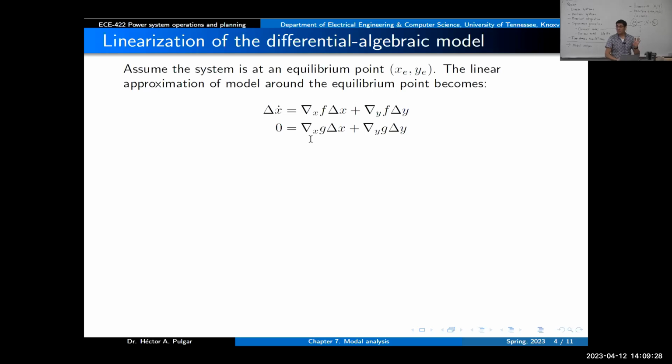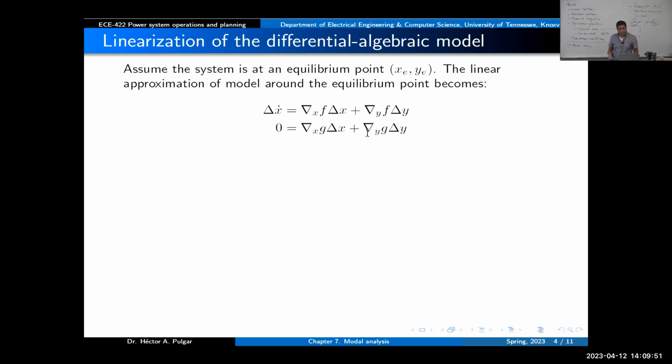So again, what is the size of this matrix? It's going to be 2 rows, 4 columns. This one, 4 rows, 4 columns. This one, 4 rows, 2 columns. And finally, this one is the derivative of g with respect to the 2 algebraic variables. So this is going to be 2 by 2.